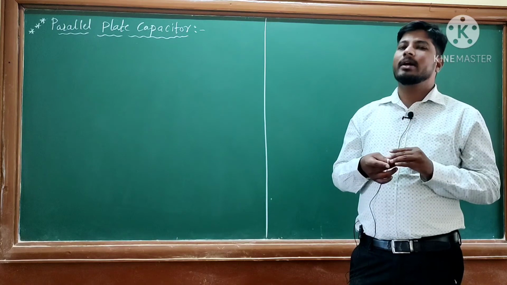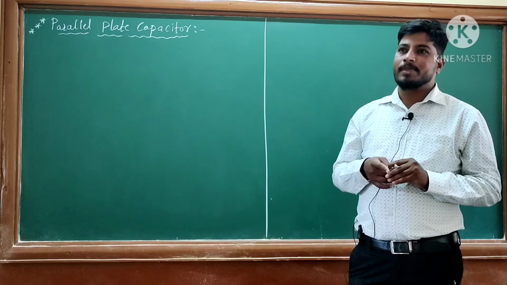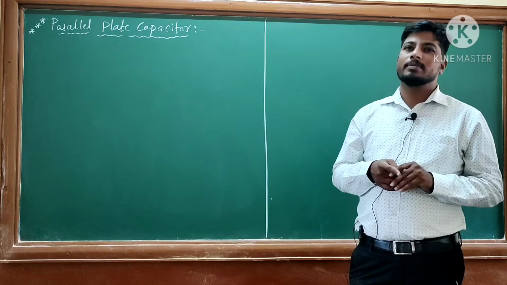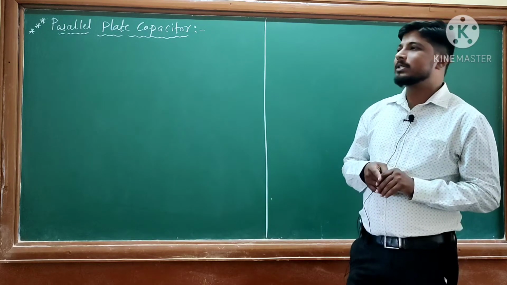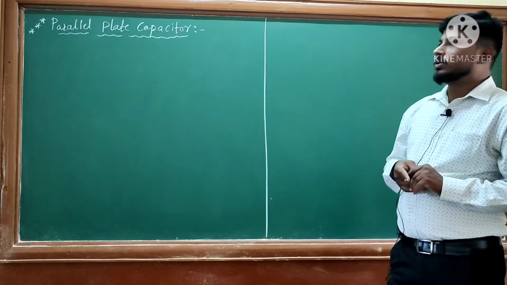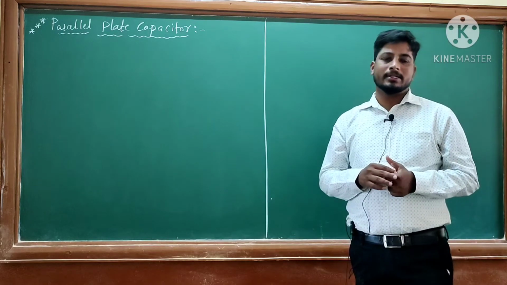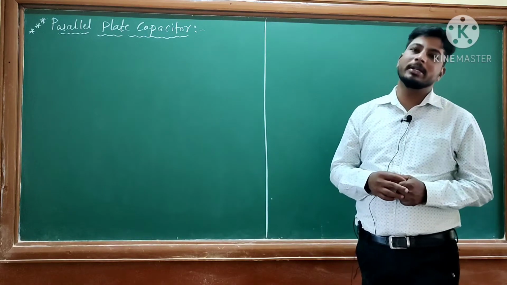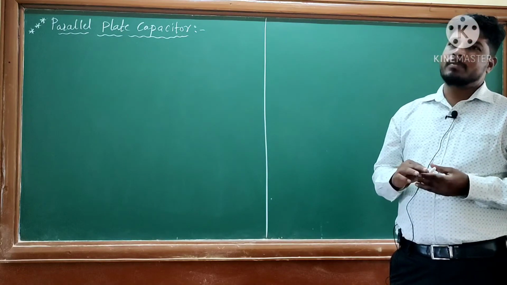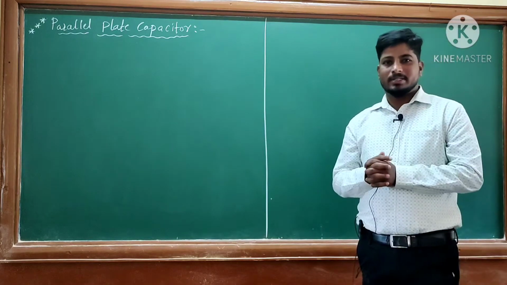We have seen there are three types of capacitors. One is the parallel plate capacitor, second is the spherical capacitor, third is the cylindrical capacitor. Today we will talk about the parallel plate capacitors. For our syllabus we have only the derivation for this parallel plate capacitor. We will find the capacitance of the parallel plate capacitor.